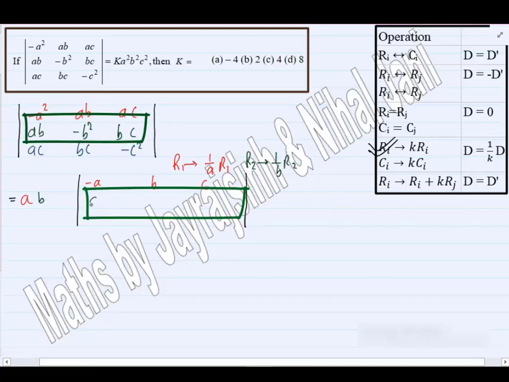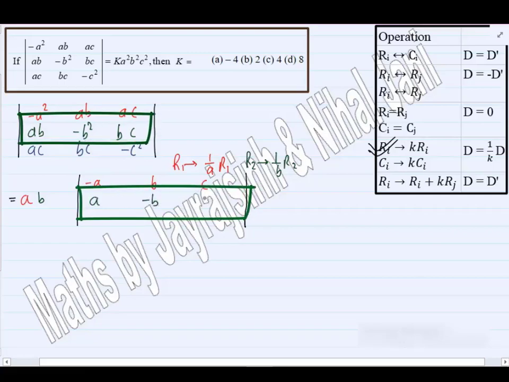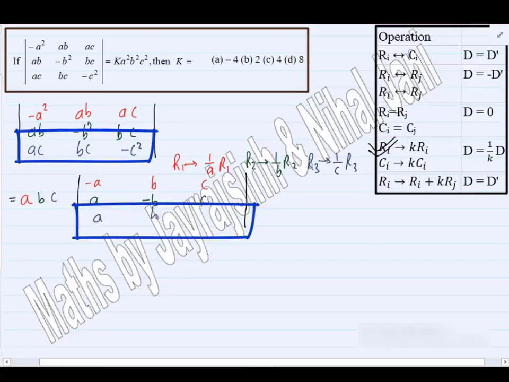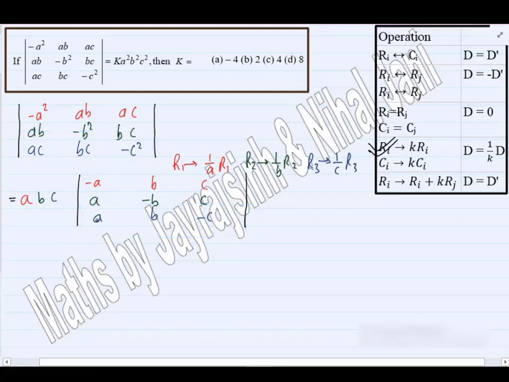Your second row will be a minus b and c. Similarly, your third row will give us c, a, b and minus c. Now let's try to get maximum 0 as possible by adding first row to the second row. So our operation will be R2 gives R2 plus R1. That means we have to multiply 1 and add into the second row.